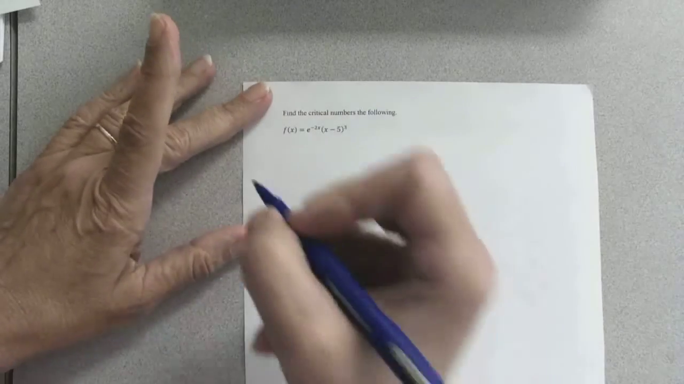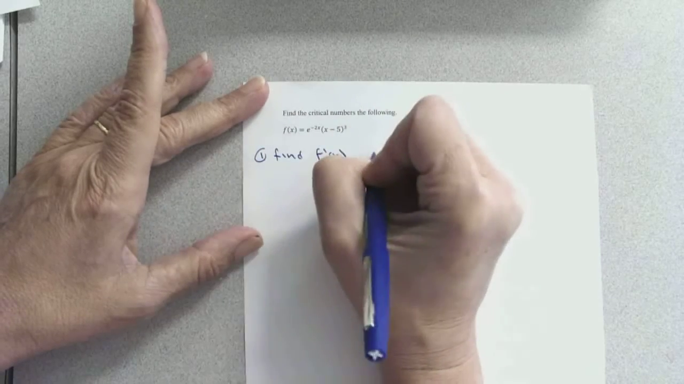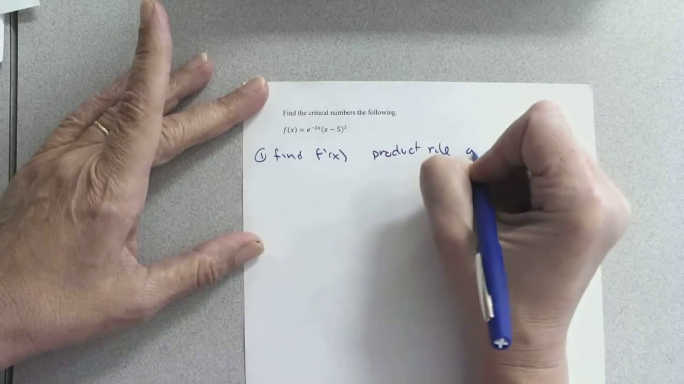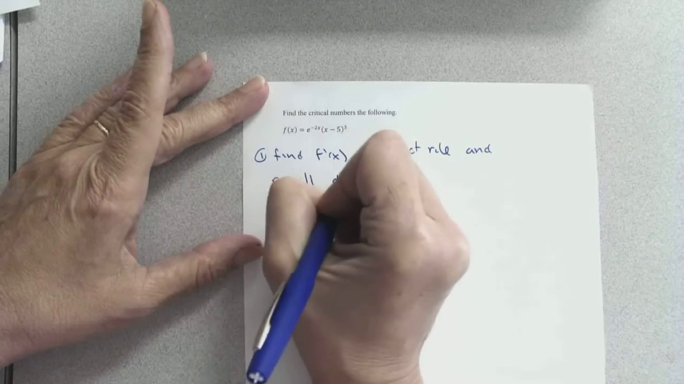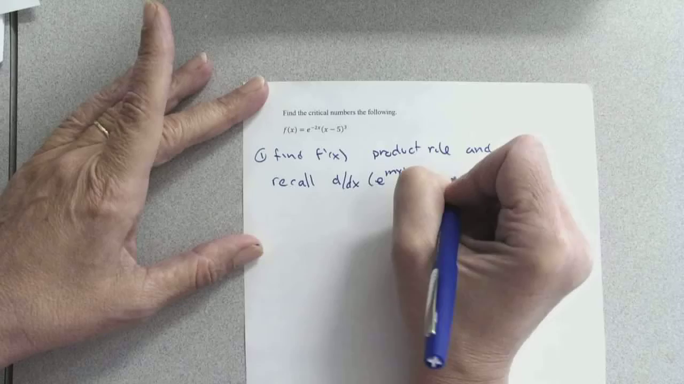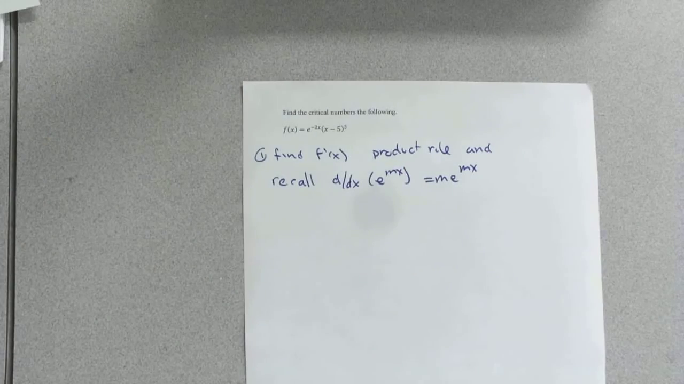Okay, next set of critical numbers. Find the critical numbers of the following. Okay, step 1, find the derivative. Product rule. And recall that the derivative of e to the mx is m e to the mx. Repeats derivative of the exponent.